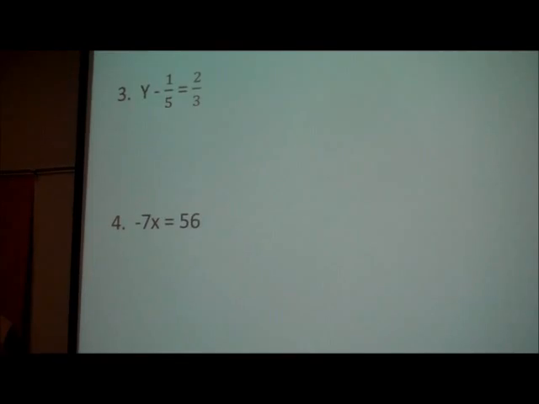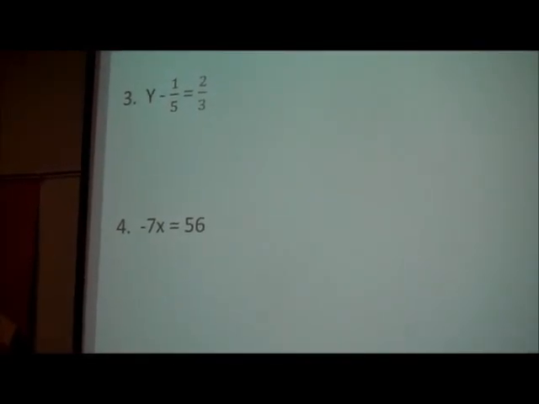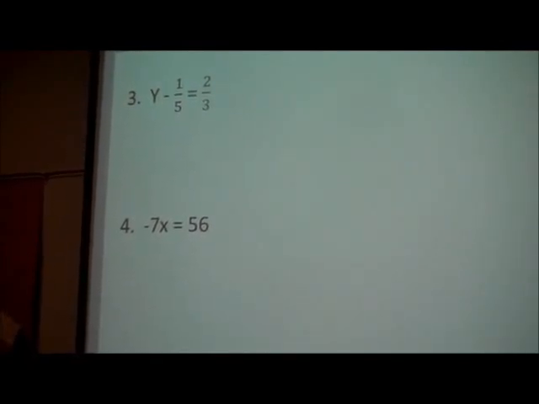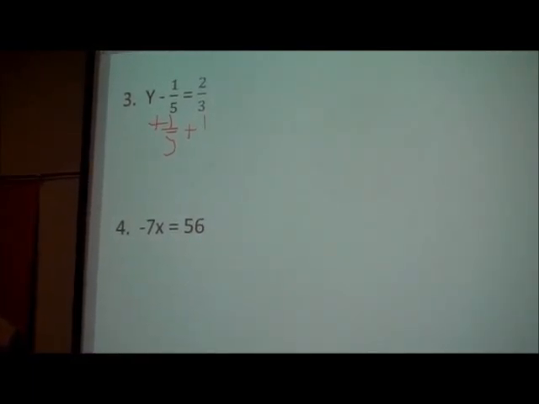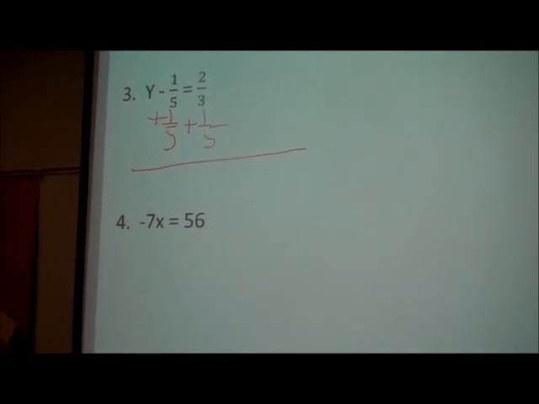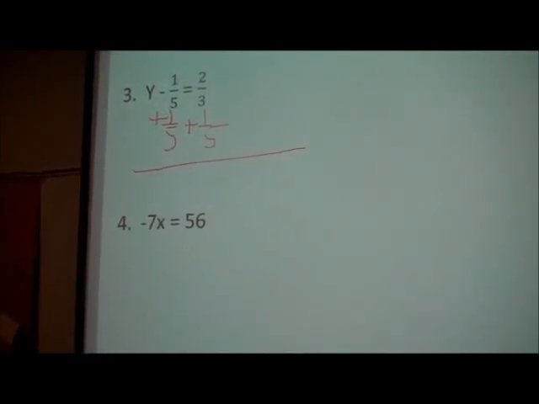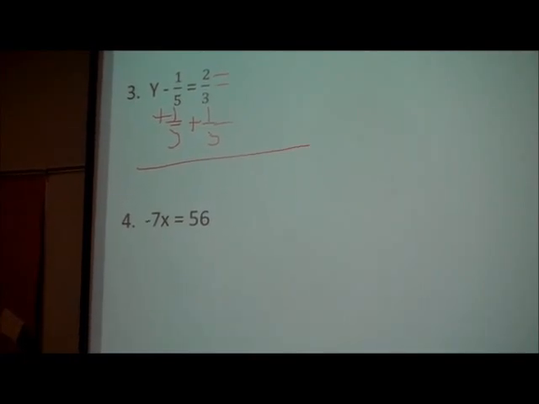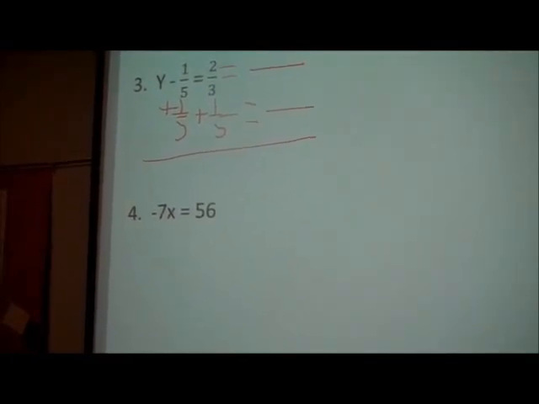Now, when we look at fractions, don't look at fractions and say, oh, that's a hard problem, because we do it the same way. What's the opposite of subtract 1/5? Joe? Add 1/5. Yes, add 1/5. So that part should not cause you any problems. Even if you know nothing about fractions, you still should be able to get that. But in adding and subtracting fractions, you must have a common denominator. So what do 3 and 5 both go into?